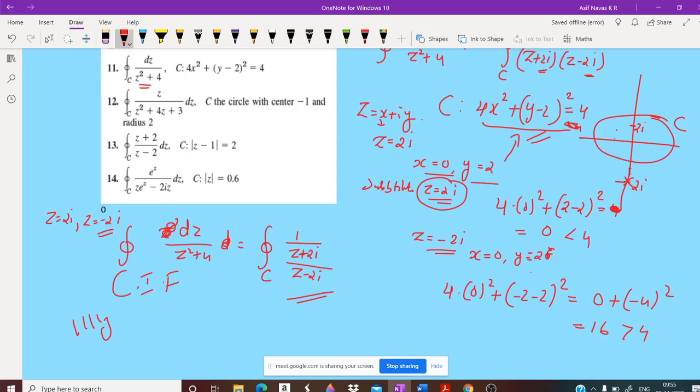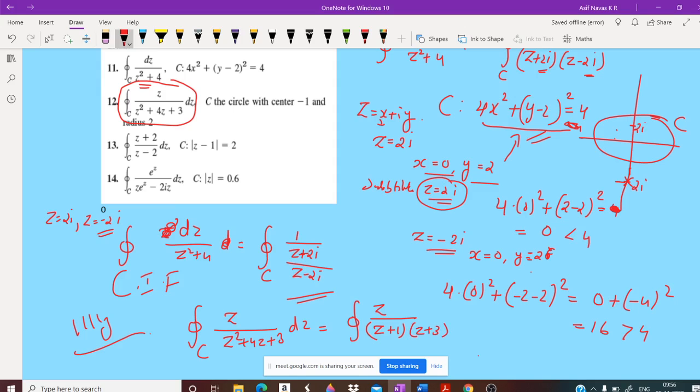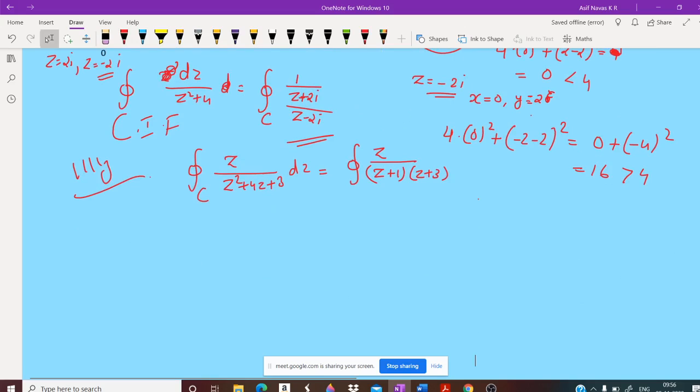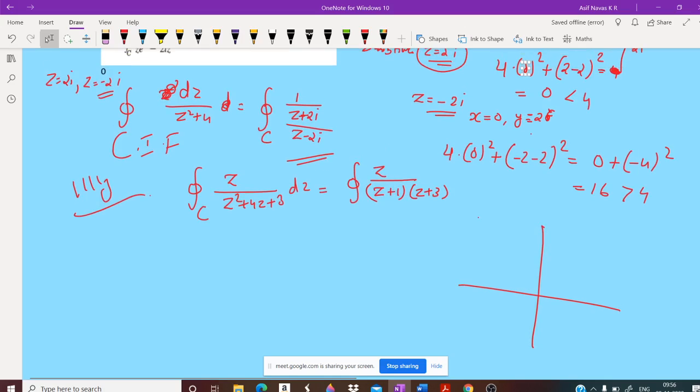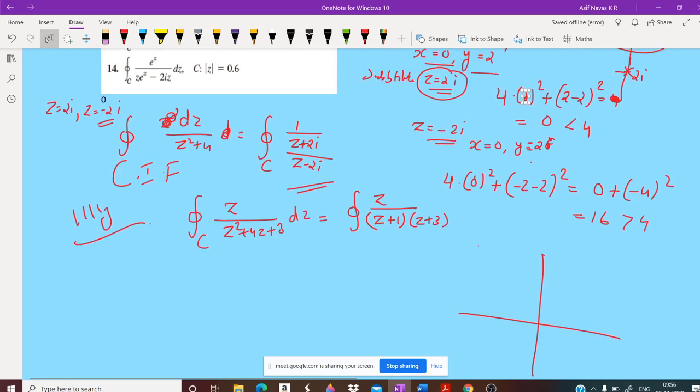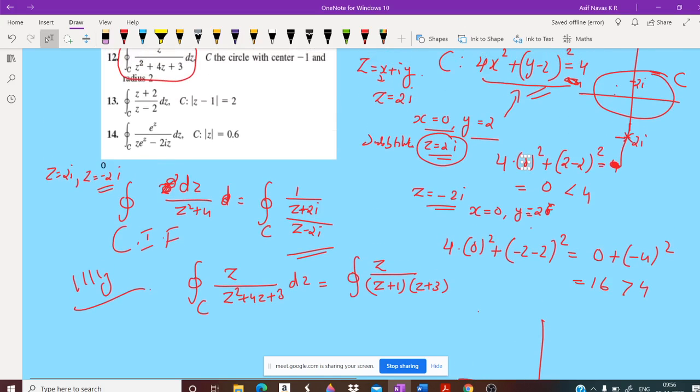Similarly, I will give a hint here. In this problem, we have to integrate the integral over C of z divided by (z square plus 4z plus 3) dz. This you can write as the integral of z over (z plus 1) into (z plus 3). Now what is our contour? It is a circle with center minus 1 and radius 2.